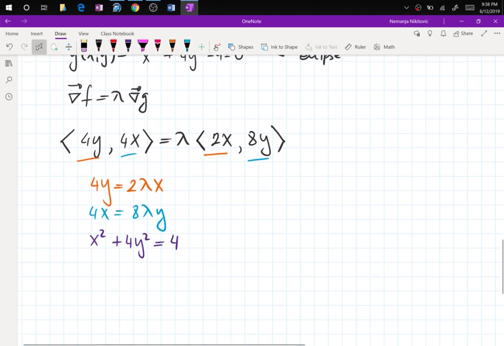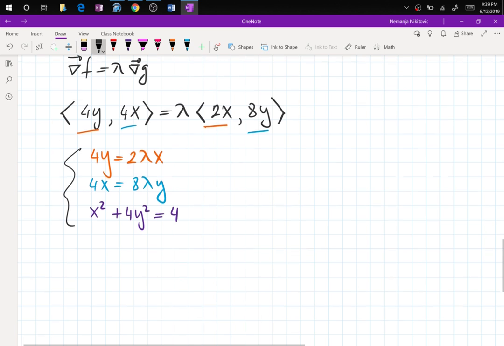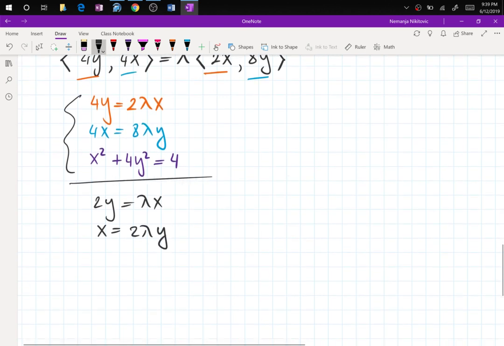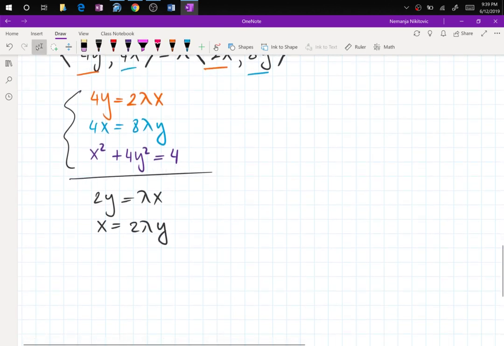All right, I have my 3 equations over here. 3 equations, 3 unknown values. Simplify whatever you can. Cancel by 2 on top. It's 2y equals lambda x. Cancel by 4 on the bottom. x equals 2 lambda y. And we have x squared plus 4y squared equals 4.